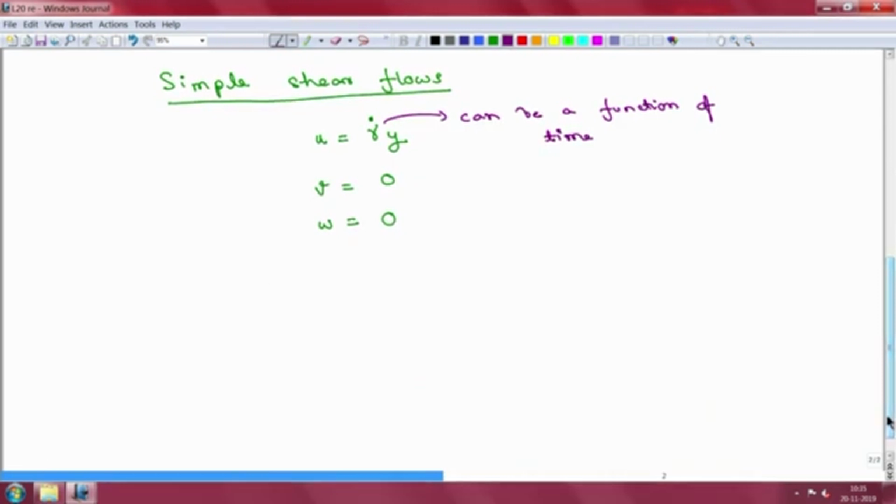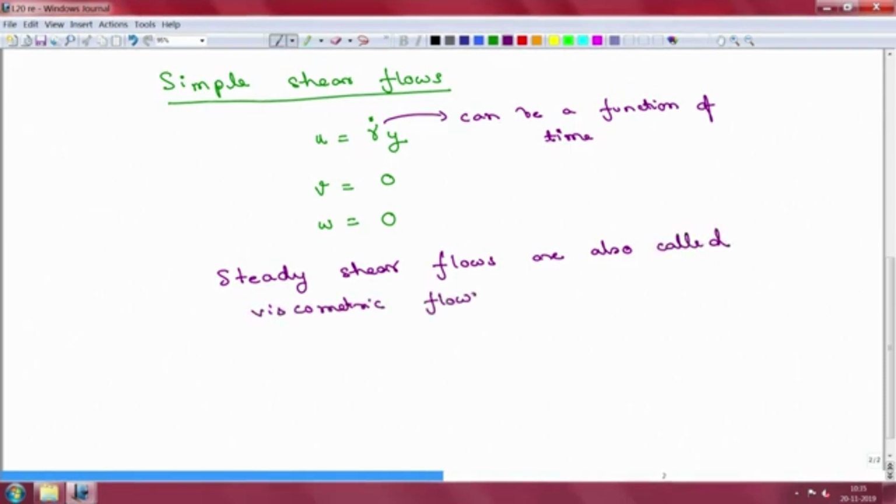Now, steady shear flows. When this is not a function of time, although in general it can be, that is, when this is a steady shear situation, steady shear flows are also called viscometric flows.